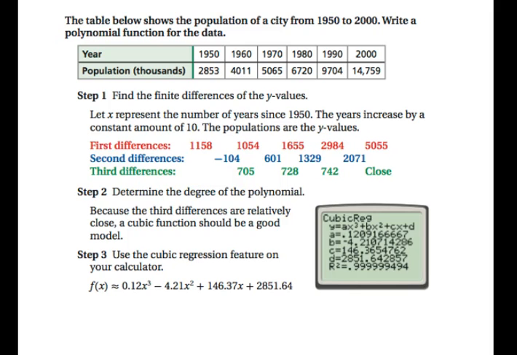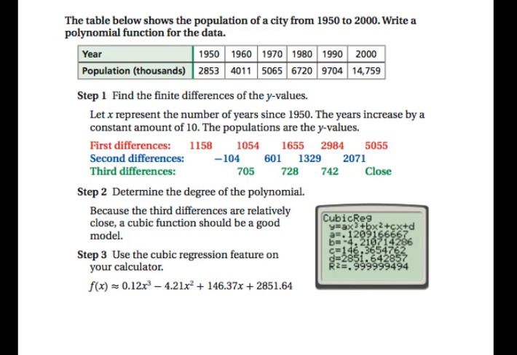So the easiest way to find what polynomial this would fit then would be to plug this into a graphing calculator and use the cubic regression feature on that. Basically you're going to plug in these values for x and y, and you're going to press the cubic regression, and it will give you this cubic function out.